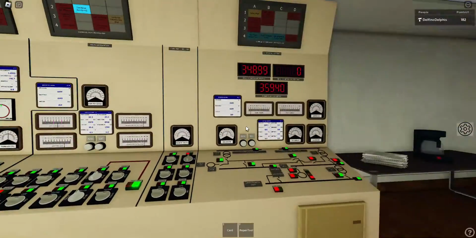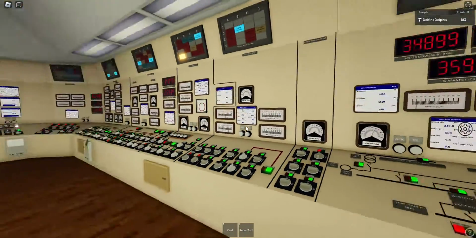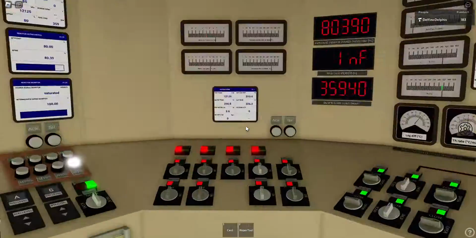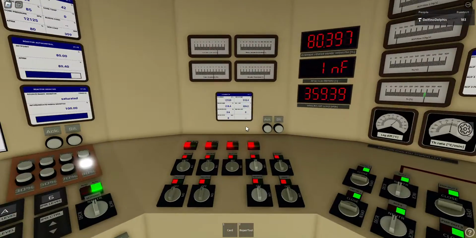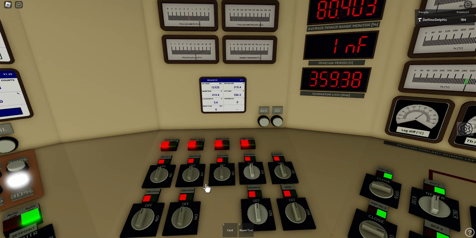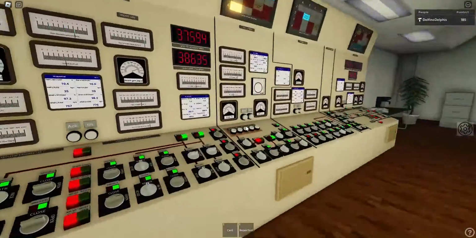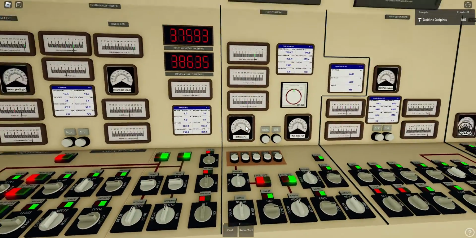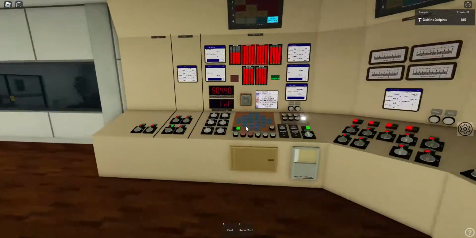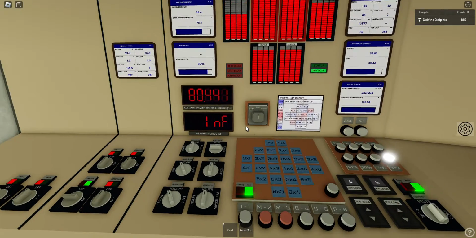Okay, so now I want just to show you, because probably you will want to work this on manual at some point. So you must be aware that it works a little bit different than a boiling water reactor, because we have this so-called turbine master reactor slave scheme, and I will show you how this works.